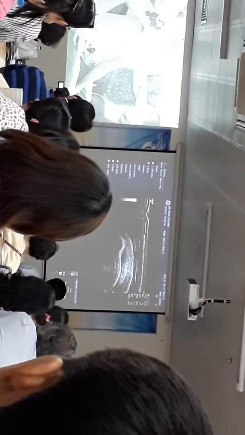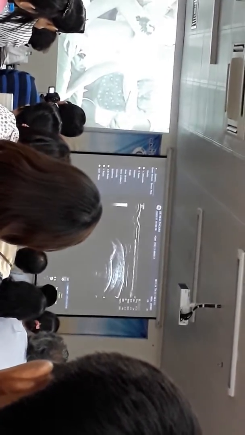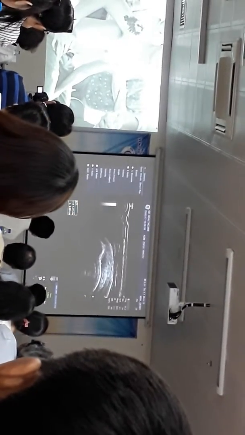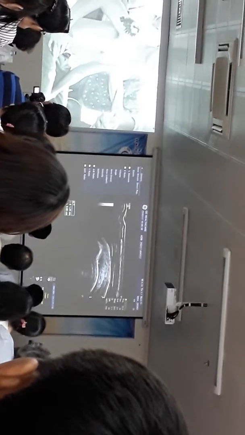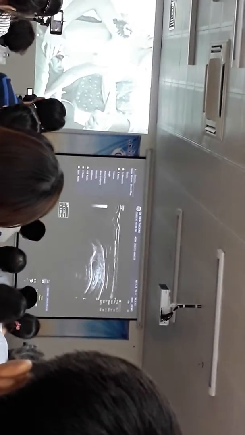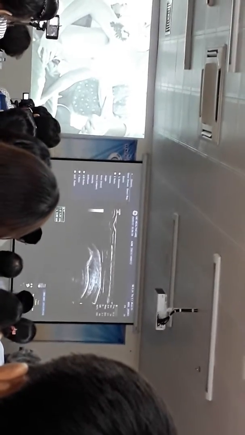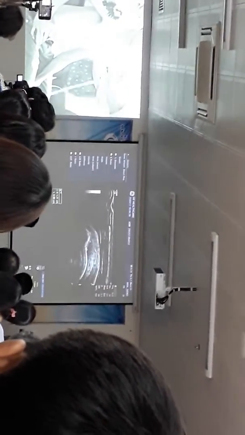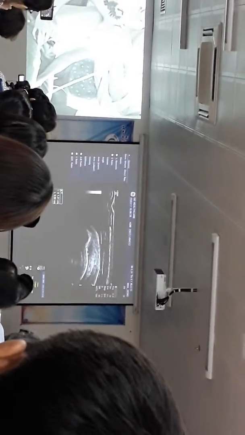And this very thin structure just here is the bursa, above the supraspinatus tendon and beneath the deltoid. So we can see here that there's this hypoechoic area right next door to where the cartilage comes across.